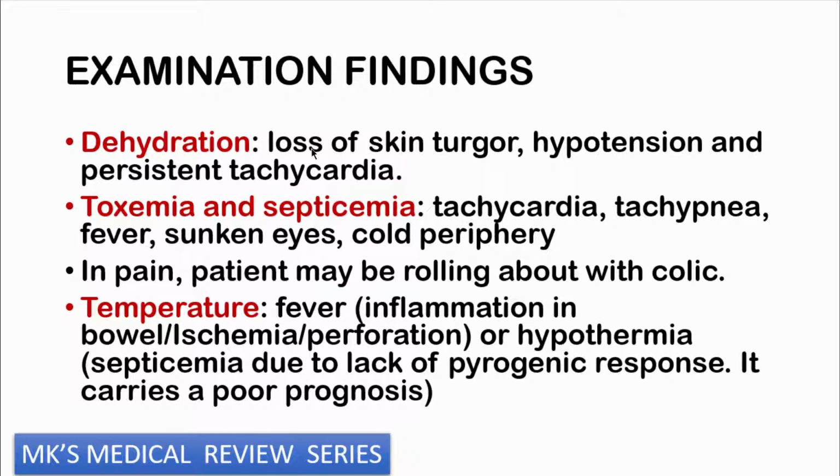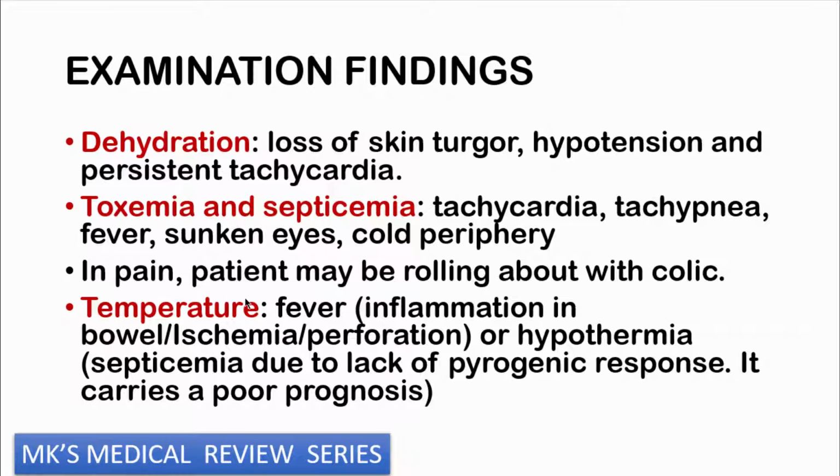So, some examination findings that you may see when you examine this patient. You may get features of dehydration, so you're going to have poor skin turgor, hypotension, and of course there may be persistent tachycardia. Sometimes there may be features of toxemia and septicemia. So there may be tachycardia, tachypnea, which is an increase in respiratory rate, fever, sunken eyes, and even cold peripheries. And of course, if a patient is in pain, there may be rolling in bed with colic.